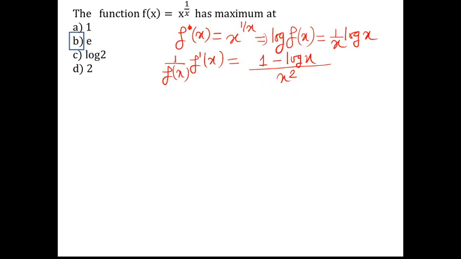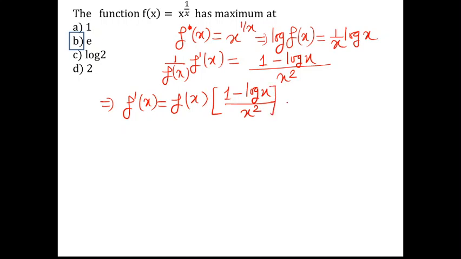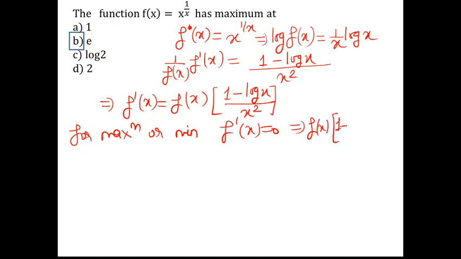Okay, the first function is my log x, the second function is x. So applying the quotient rule, you will get it like this. Now here we wish to find out f dash of x. So f dash of x will be f of x into 1 minus log x upon x square. This is what we have here. Now, for maxima or minima, the f dash of x must be equal to 0. So what does this give me? It gives me f of x into 1 minus log x upon x square is equal to 0.